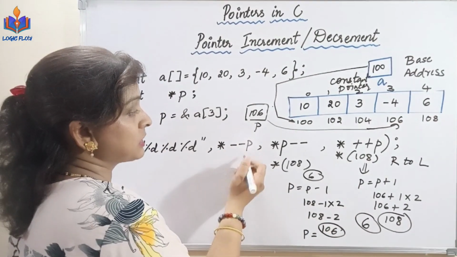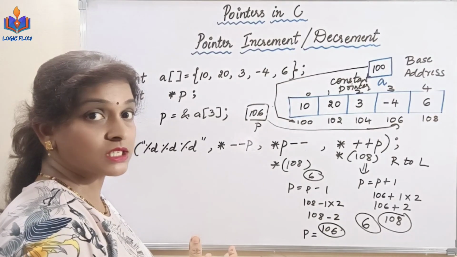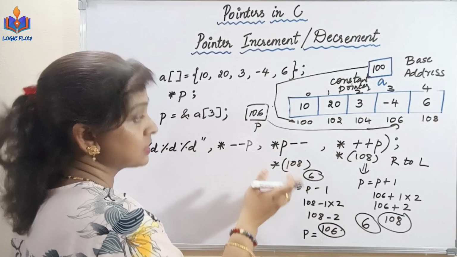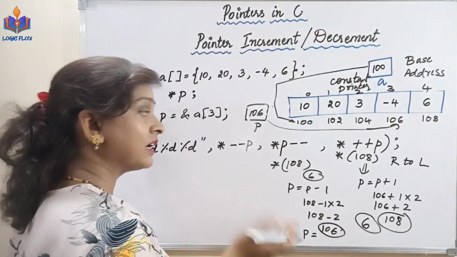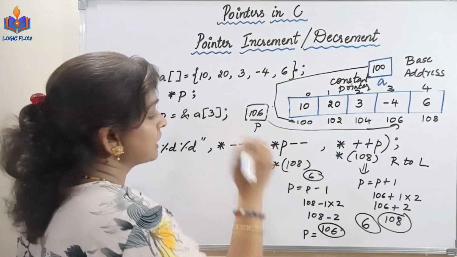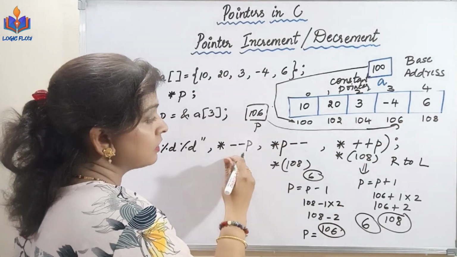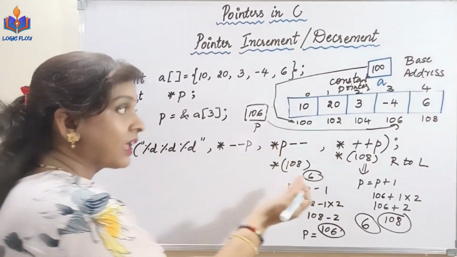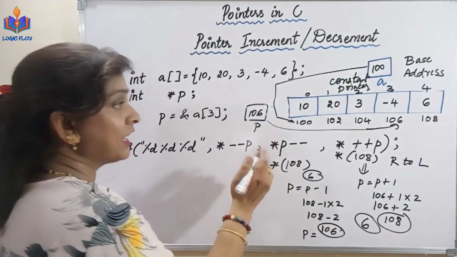Now come to this point. Asterisk minus minus p. Again it is prefix decrement. Means p is pointing to 106. You decrement the value first and then you fetch the value. So p is pointing to 106. Decrease means here I have to do the decrementation first because it is prefix. So again it gets backward by one element.